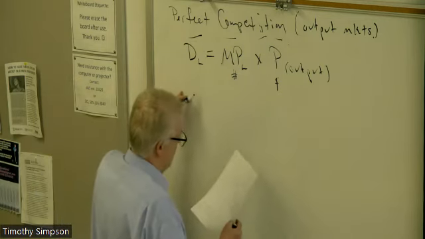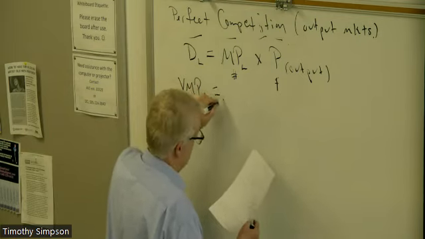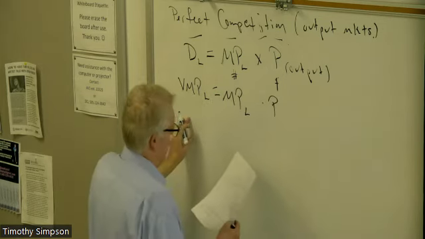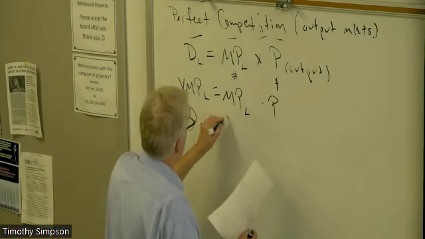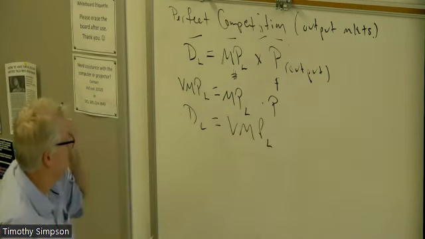Well, what we're talking about here is simply this. We're talking about the value of the marginal product of labor, which is essentially equal to the marginal product of labor times the price. And so if these are equal to each other, we say the demand for labor is exactly equal to what we call the value of the marginal product of labor. The two are one and the same.